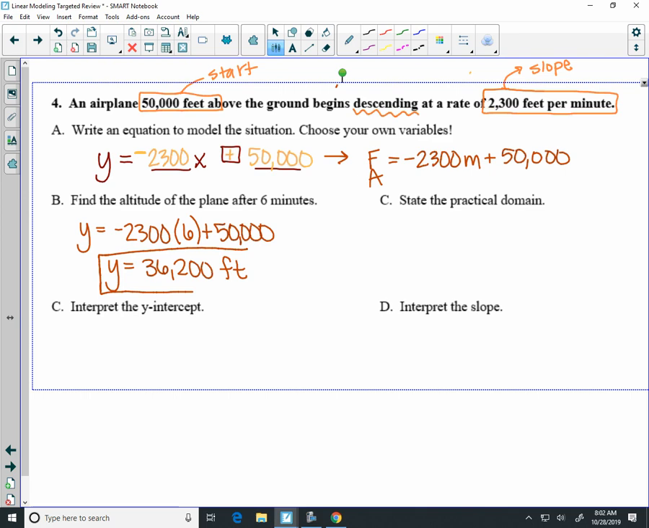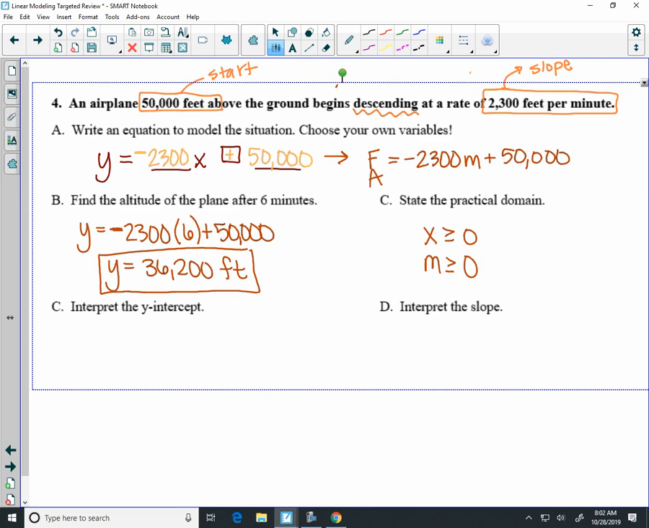Doing a middle step like this one is a really good check. If we had not put this in as a negative, our number would have gone up. And that would have been a good clue to us that, oh, our slope should have been negative. State our practical domain here. Again, x or m has to be greater than or equal to 0. We're not going to go back in time. And what we're measuring here is our altitude on descending.